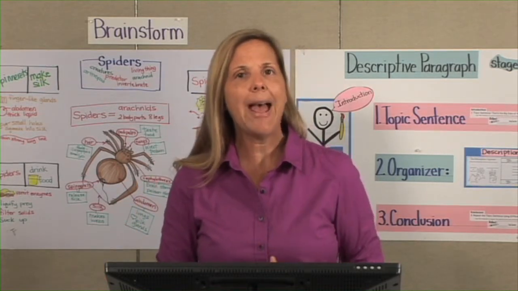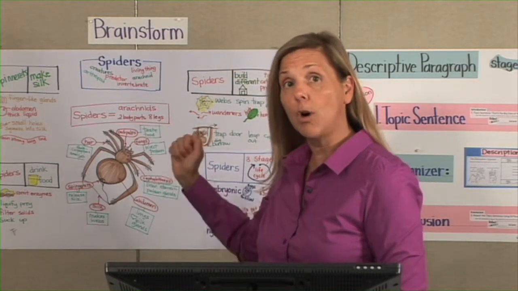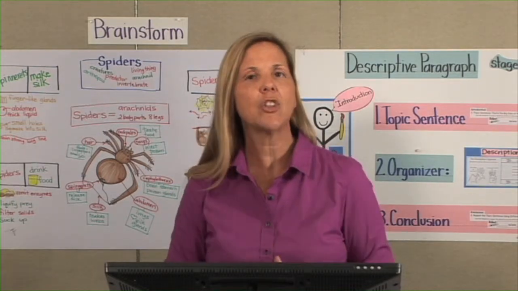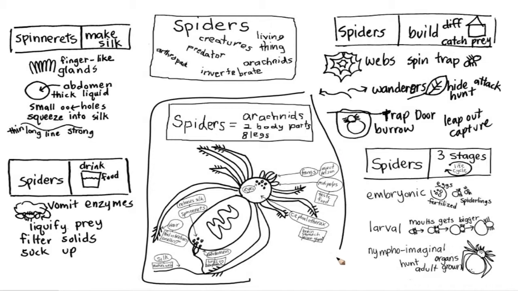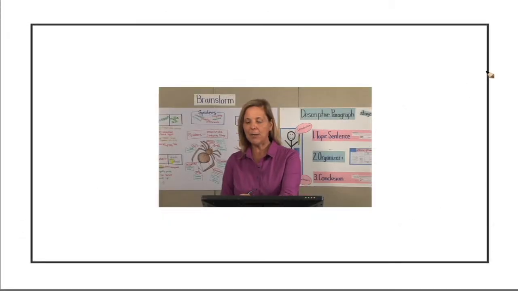I'm going to go back and, as a reference, show the children our brainstorm that we had prepared together, where they gave me all the information they knew about spiders. On our wall chart, I'll remind students that we had drawn a picture of the spider and labeled the different parts and the function, so we have a lot of our information there to pull from to write our own descriptive paragraphs. Here's your blank sheet of paper.